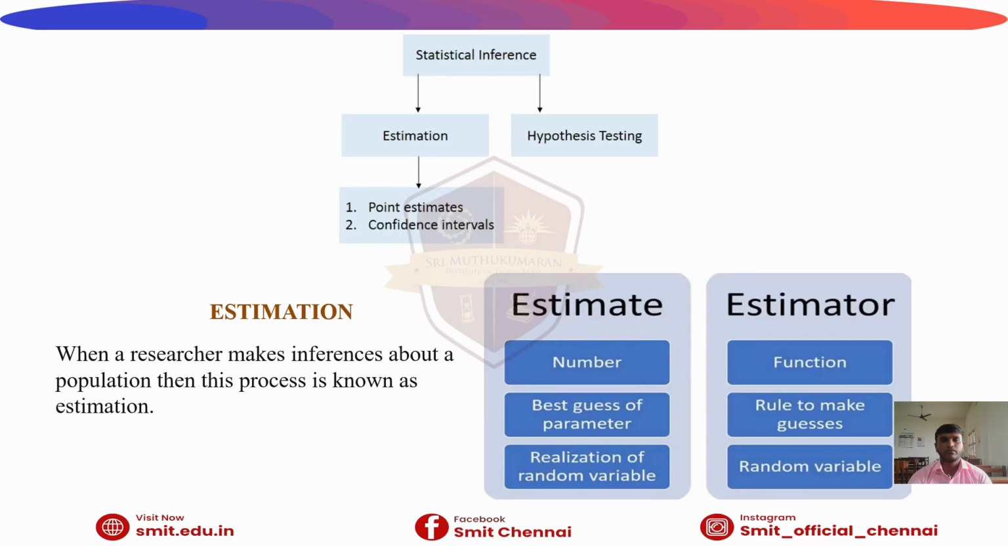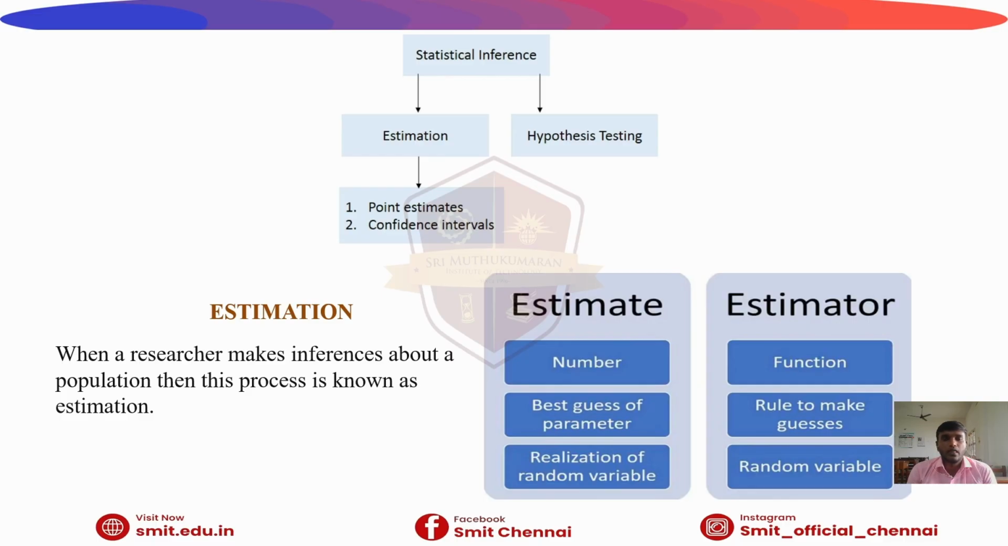Then estimation. When a researcher makes inference about a population based on sample data, this process is called estimation. Statistical inference is divided into two types. One is estimation and another one is hypothesis testing. Estimation is divided into two types. One is point estimation and another one is interval estimate, which means interval.